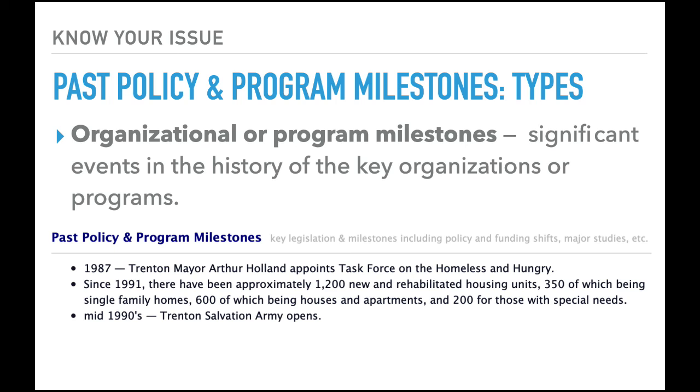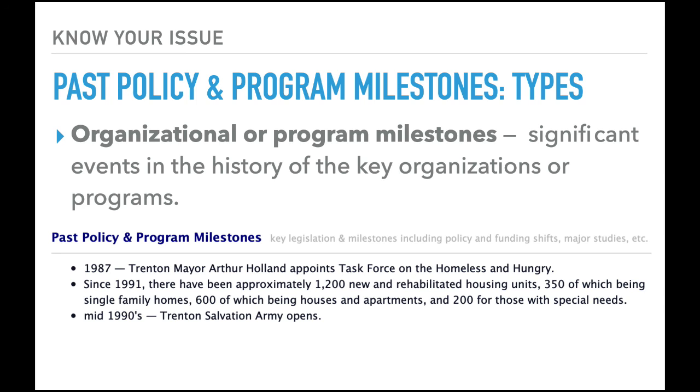1987, Trenton, New Jersey, Mayor Arthur Holland appoints task force on the homeless and hungry. Now, what's wrong with this particular entry is that there's not a footnote or a link to that task force. Now, it's an old task force, so I think we would want a footnote to identify, to be sure we knew when that happened and a reader could go find the original source. So somebody editing this policy brief would have to go find that footnote. That's the kind of thing that you may have to track down through interviewing folks. Because 1987, the websites weren't what they are today. In fact, there weren't websites in 1987.